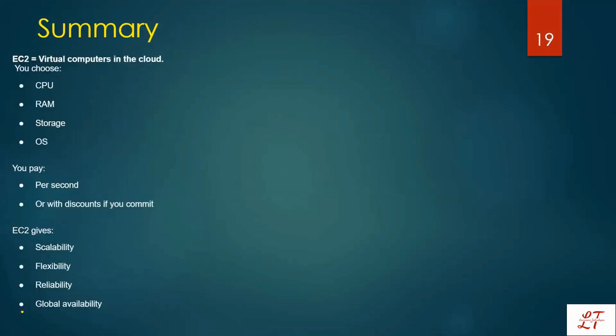So the summary of EC2 is that it's like a virtual computer in the cloud, and you can choose CPU, RAM, storage, and OS. You pay as per the service that you're using, per second, or you can pay with a discount if you commit to the EC2 instance. And EC2 gives you flexibility, scalability, reliability, and global availability.